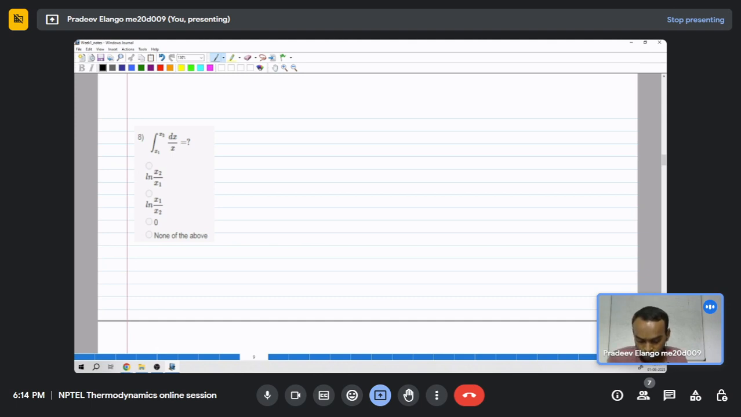In the next question we have the integral of dx by x over the limits x1 to x2. This we will have ln x over x1 to x2. Then we will have ln of x2 minus ln x1. This can be written as ln of x2 by x1. So we have option 1.